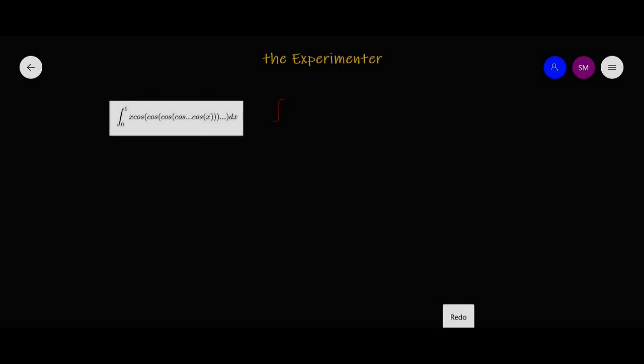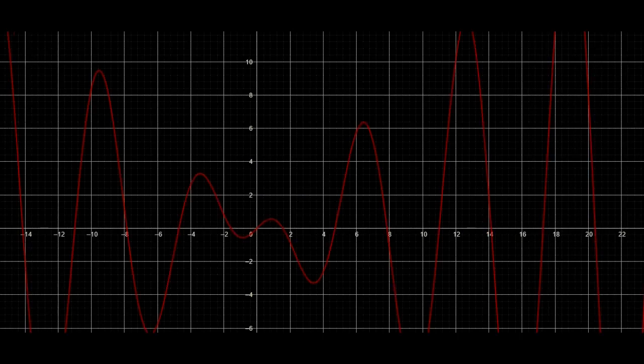It goes from 0 to 1, and the function is the product of x and the nested sequence of cosines followed by a dx. But before I start digging into this, let me just analyze the graph of the function in GeoGebra. So here we are. So first I'll plot the graph of x times cosine x.